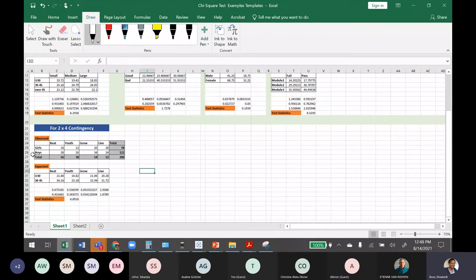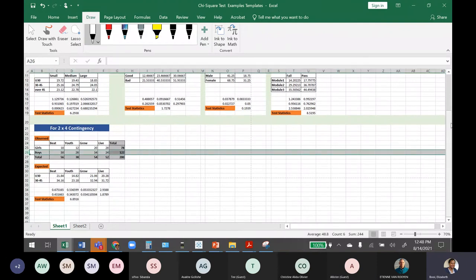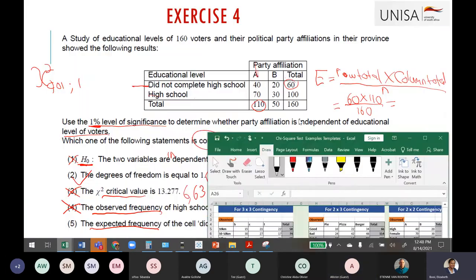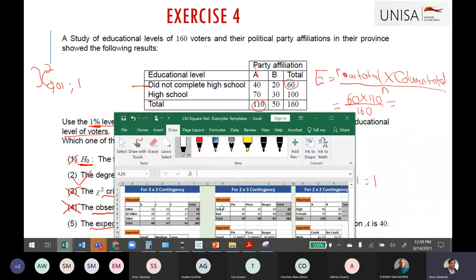Oh, you don't have to copy. You can just insert on there. You can insert, but you will need to adjust the calculations. I will show you when we get another question which does not have the contingency table that we have here.